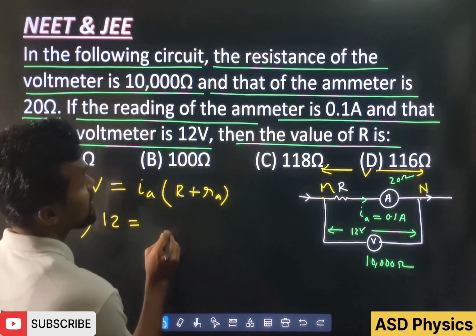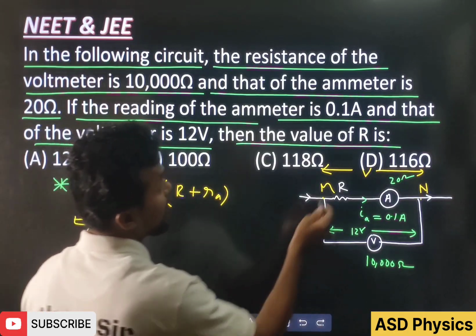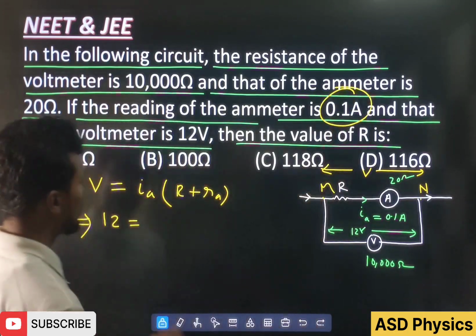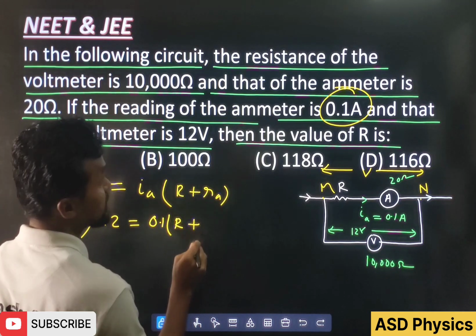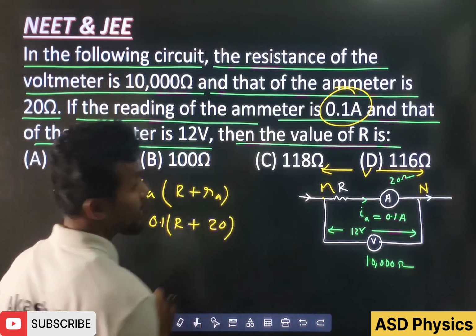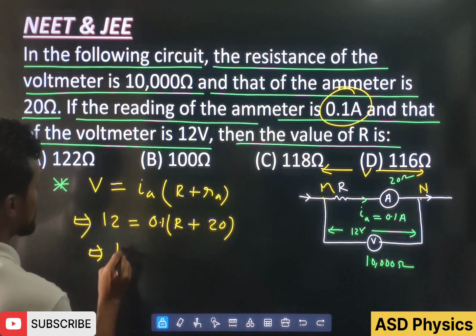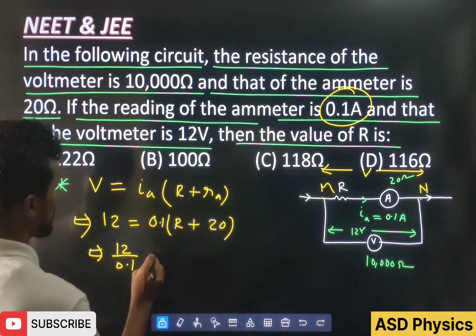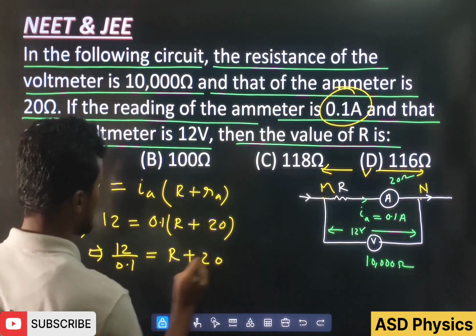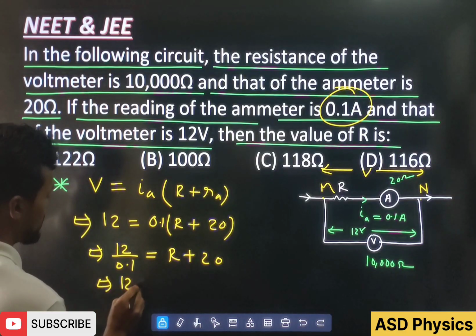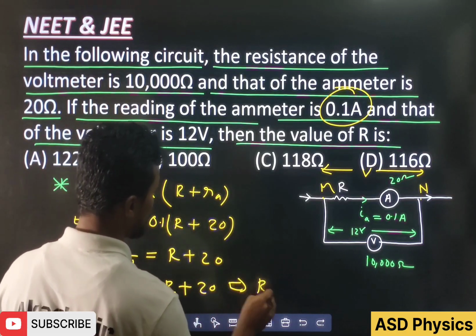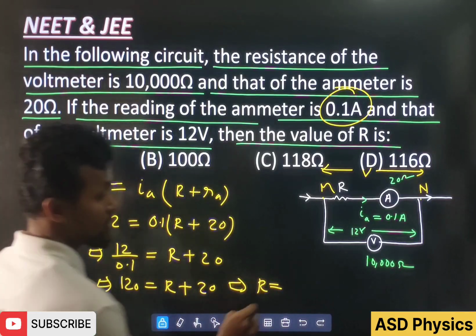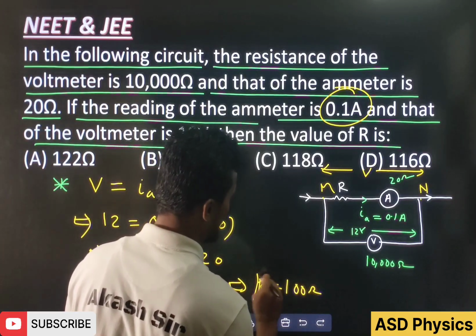IA is measuring 0.1 ampere, and RA is 20 ohm. Let's simplify this: 12 by 0.1 is equal to R plus 20. 12 by 0.1 means 120 equals R plus 20. So R will be 120 minus 20, which is 100 ohm.